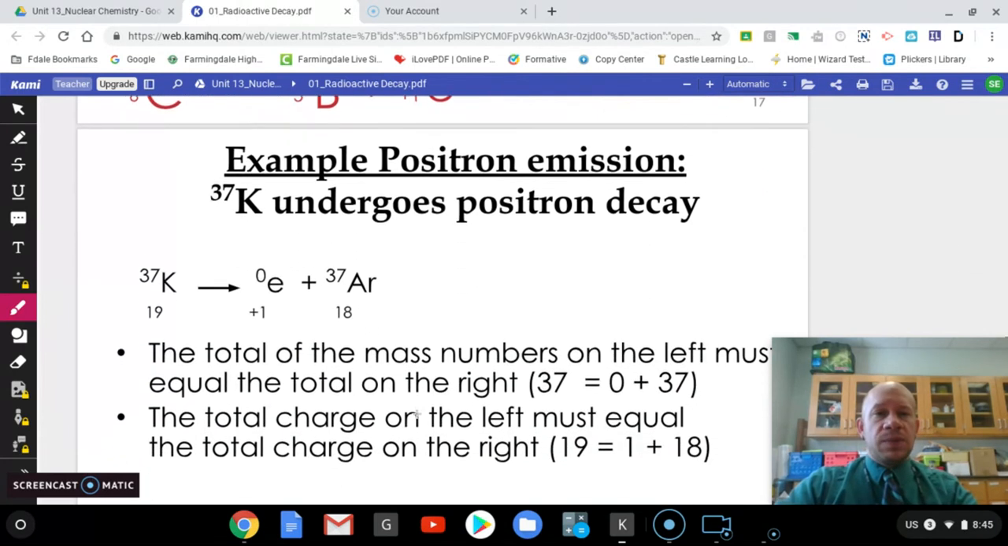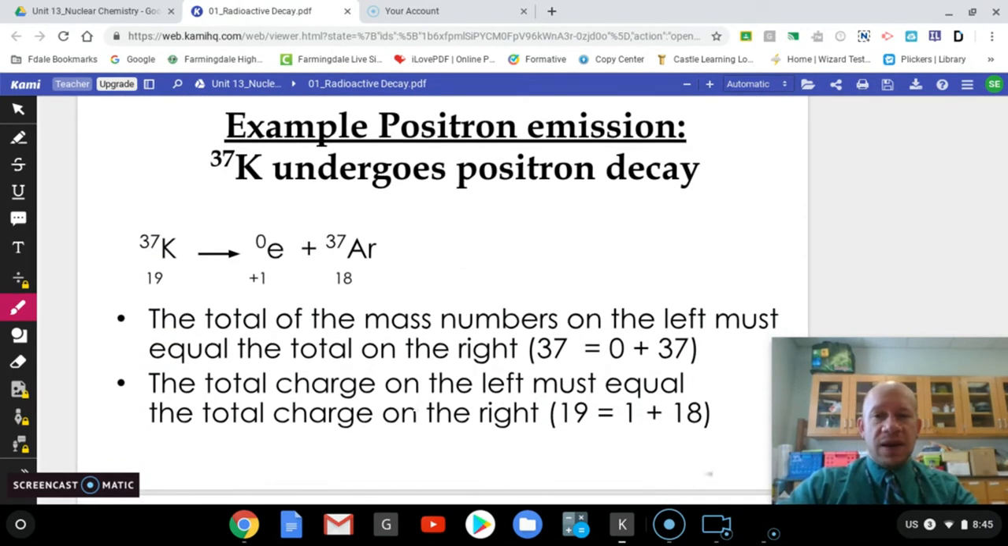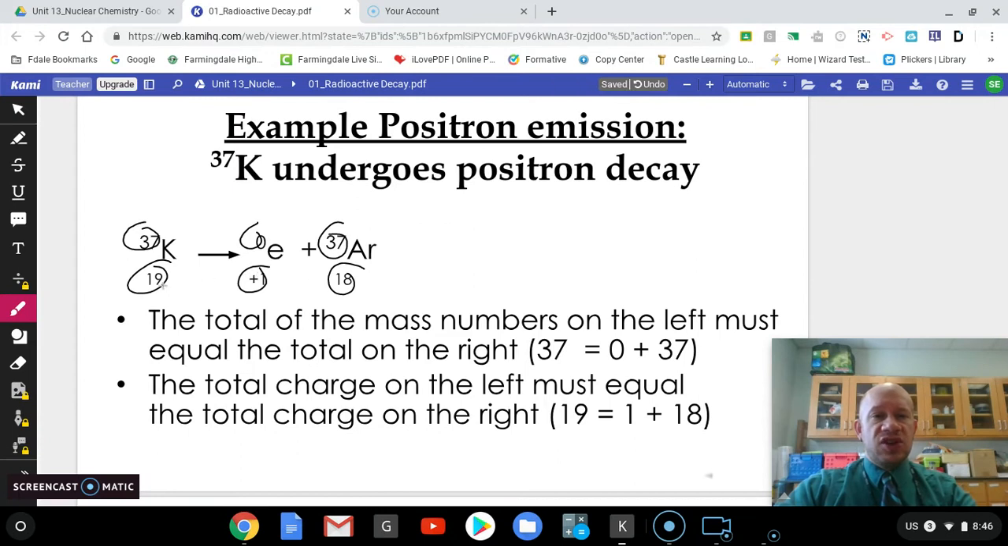So for example, potassium 37 undergoes positron decay. So the total mass numbers on the left must equal the total mass numbers on the right, 0 plus 37. And the total charge on the left, 19, must equal the total charge on the right, 1 plus 18. So that's how I get a new element, because I'm changing my proton number.